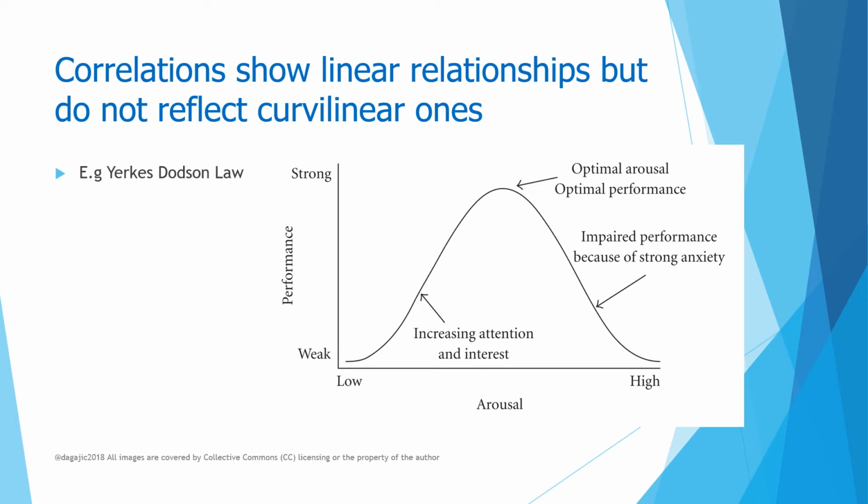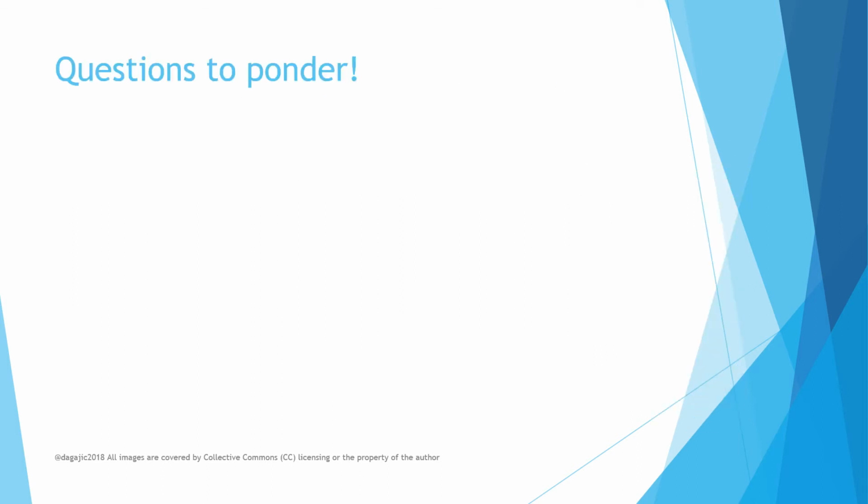that's only up to a point. If we get too stressed, it becomes counterproductive and it starts to have a negative effect on our performance. Now, obviously, correlations can't measure this because at first things go up and then they go down.